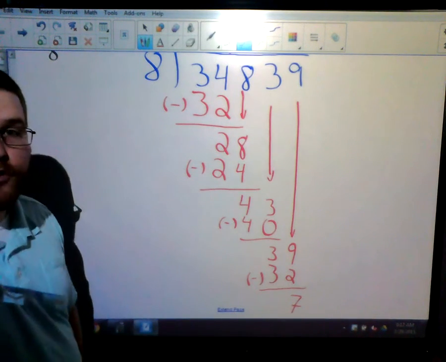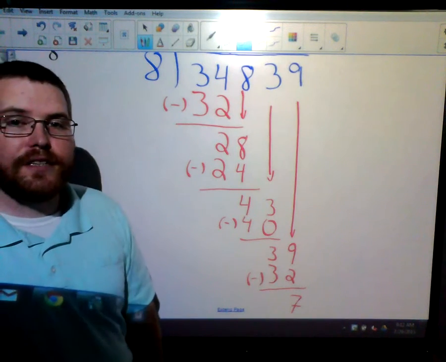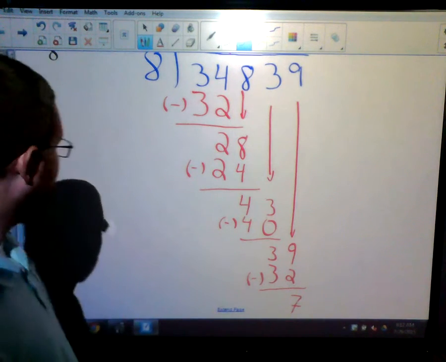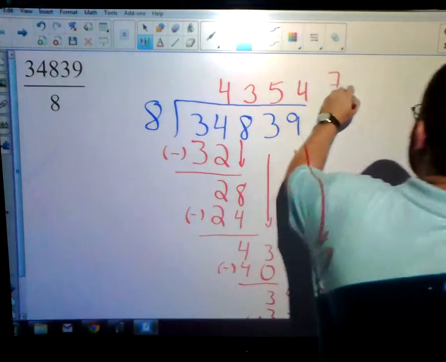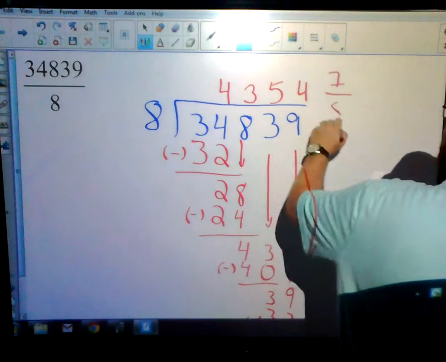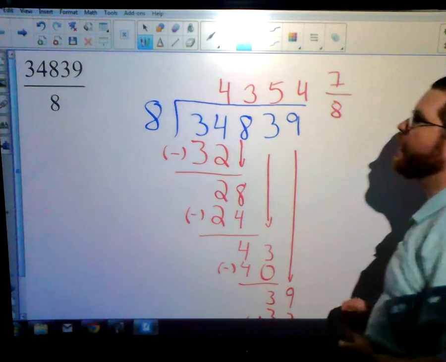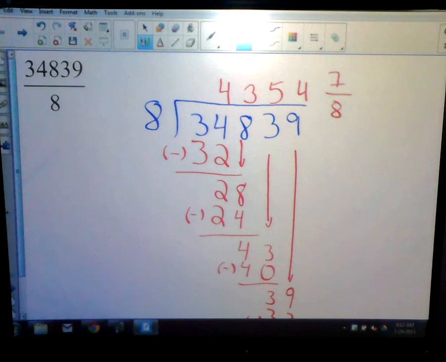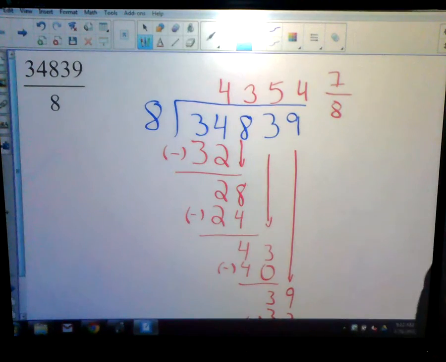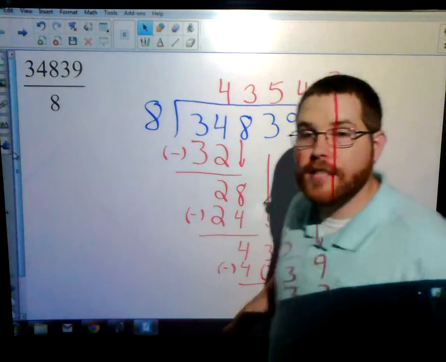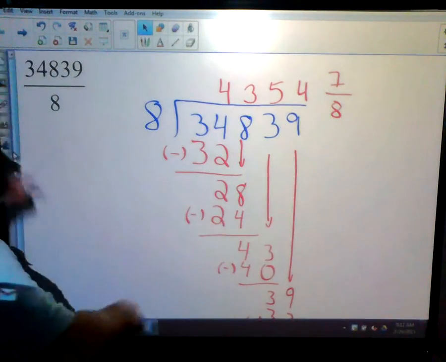Now in third grade and fourth grade, you would have just said that's remainder 7. But now you should know that the actual leftover part is 7/8. So my answer is 4,354 and 7/8. It's the remainder over whatever you divided by. So it's divide, multiply, subtract, bring down the next number. That's the same process we're going to follow.